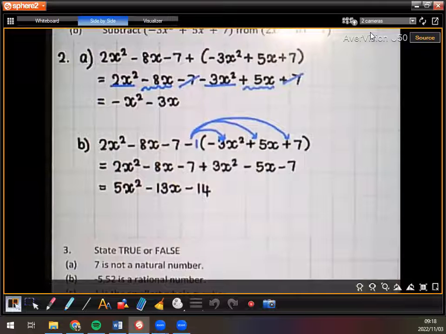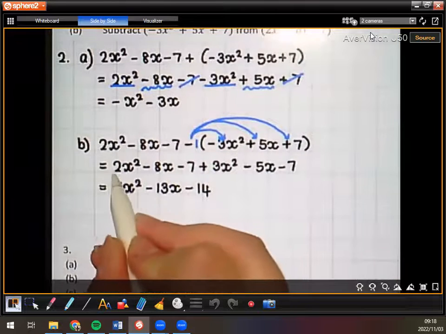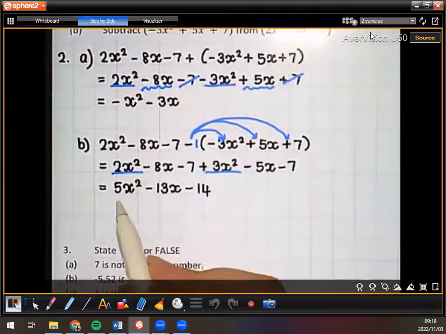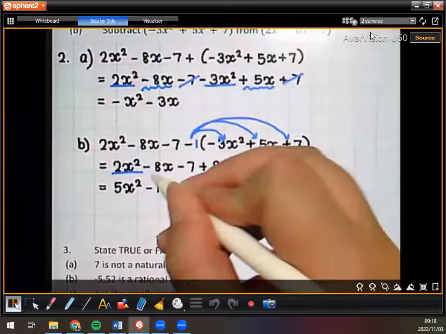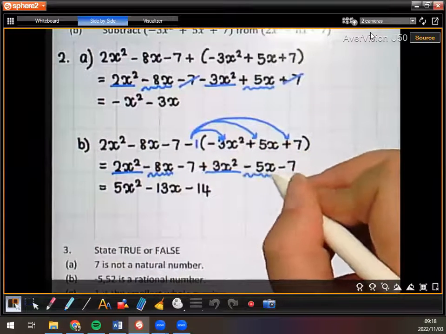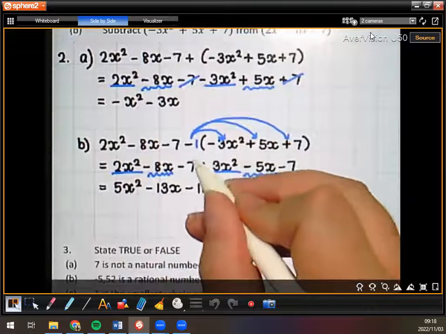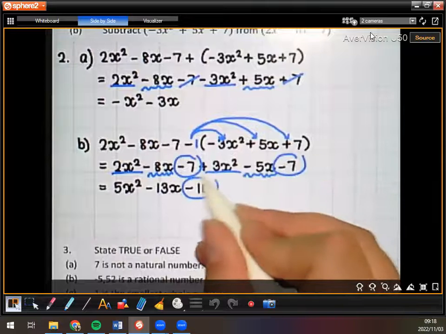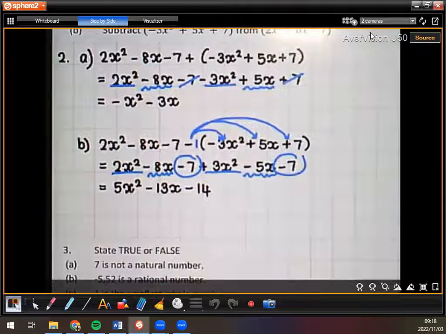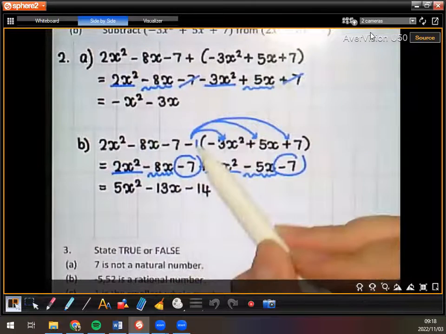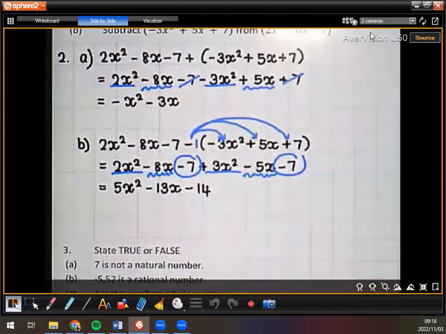Right, now that we've gotten rid of the brackets, now you can start looking at like terms. 2x squared plus 3x squared is 5x squared. Negative 8x minus 5x is negative 13x. And negative 7 minus 7 is negative 14. Because we're just multiplying in the negative times the positive. Okay, any other questions on that?